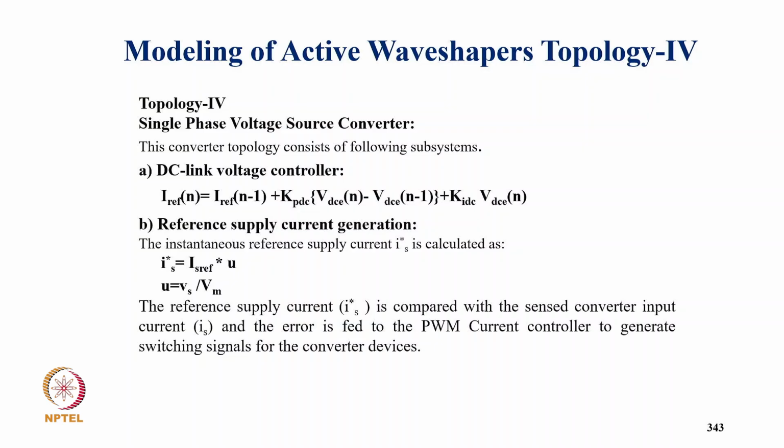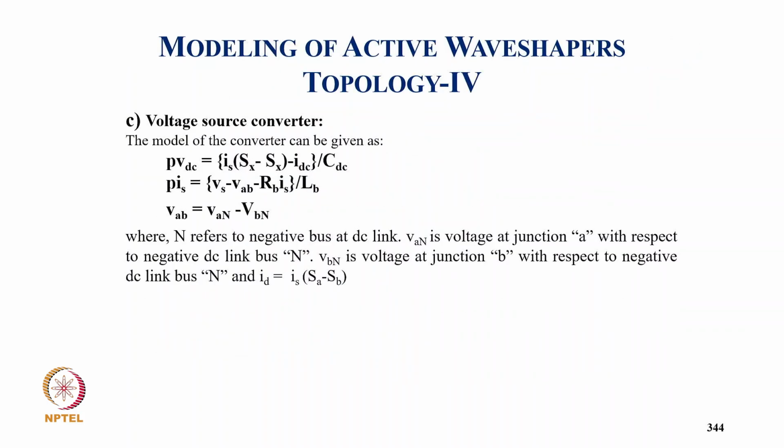Now coming to topology 4, the single phase voltage source converter. This converter topology consists of the following subsystems: the DC link voltage controller, I ref n equal to I ref n minus 1 plus KPDC (VDC error n minus VDC error n minus 1) plus KIDC VDC error n, and the reference supply current I star equal to I reference into U, where U equal to Vs upon Vm. The reference supply current I star is compared with the sensed input current Is, and the error is fed to the PWM controller to generate the switching signal for the converter devices in bipolar mode.